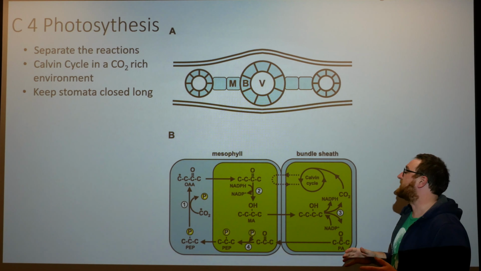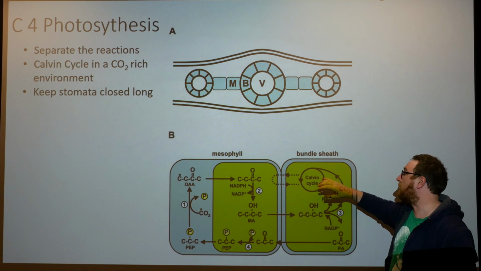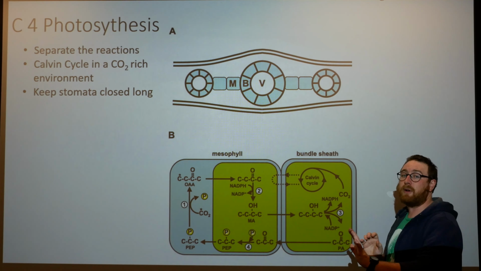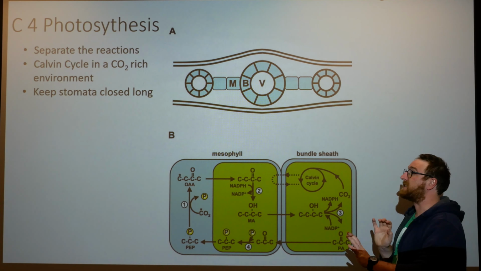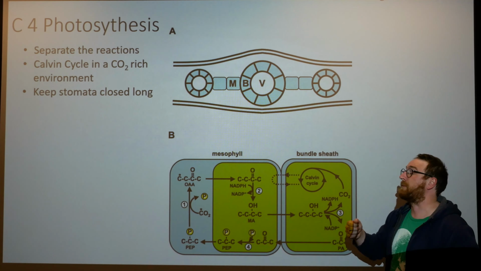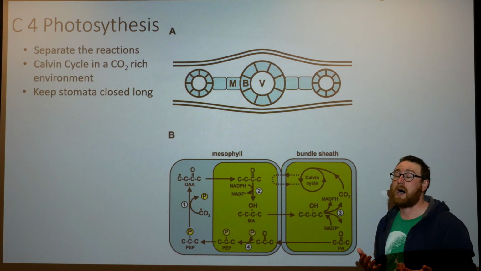What they'll do is they put the carbon cycle in specialized cells called bundle sheaths, where they're able to keep all the O2 away from that reaction and to physically separate these things. And this also allows the plant to do things like keep their stomata closed longer, which will allow them to conserve more water in a hot environment.